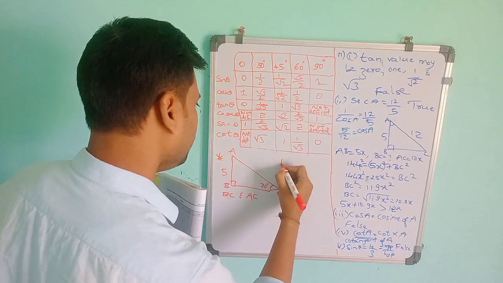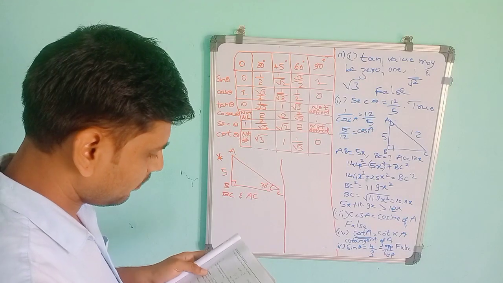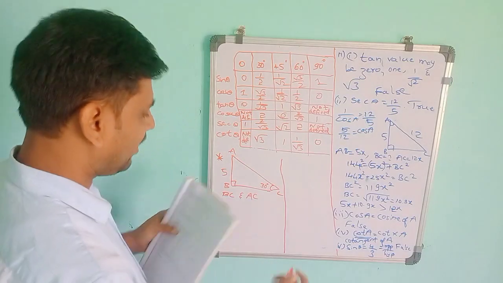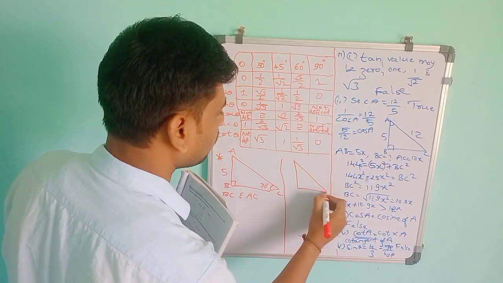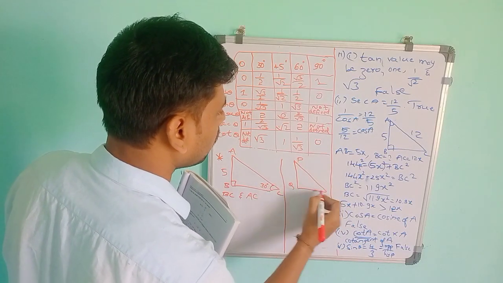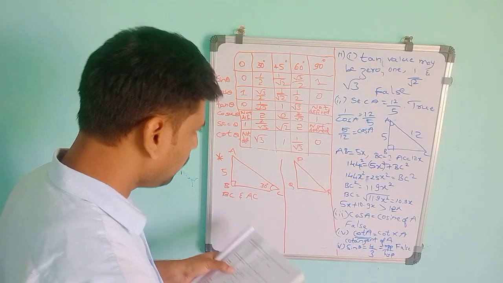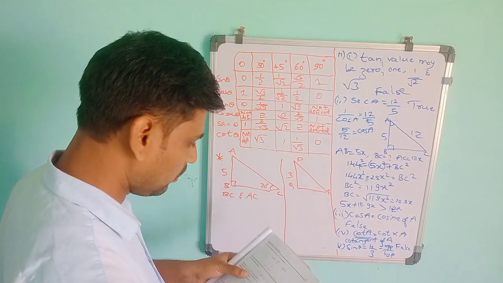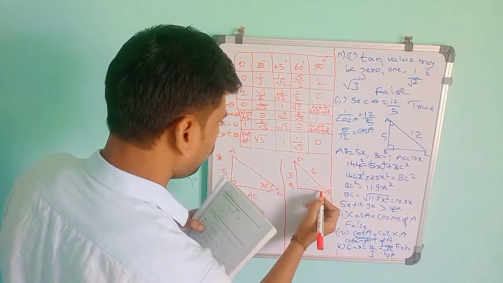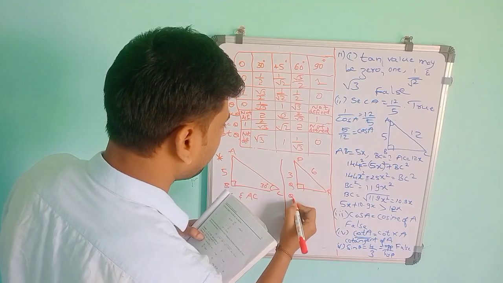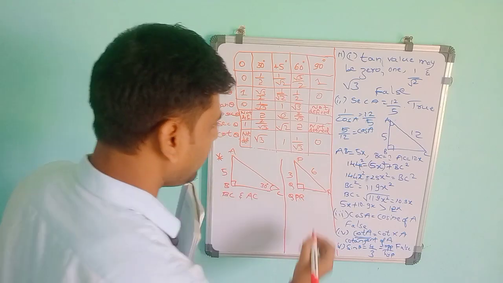Like that, one more problem. In triangle PQR, PQ is equal to 3, PR is equal to 6. Then find the angle QPR. This is 90. Find QPR and PRQ.